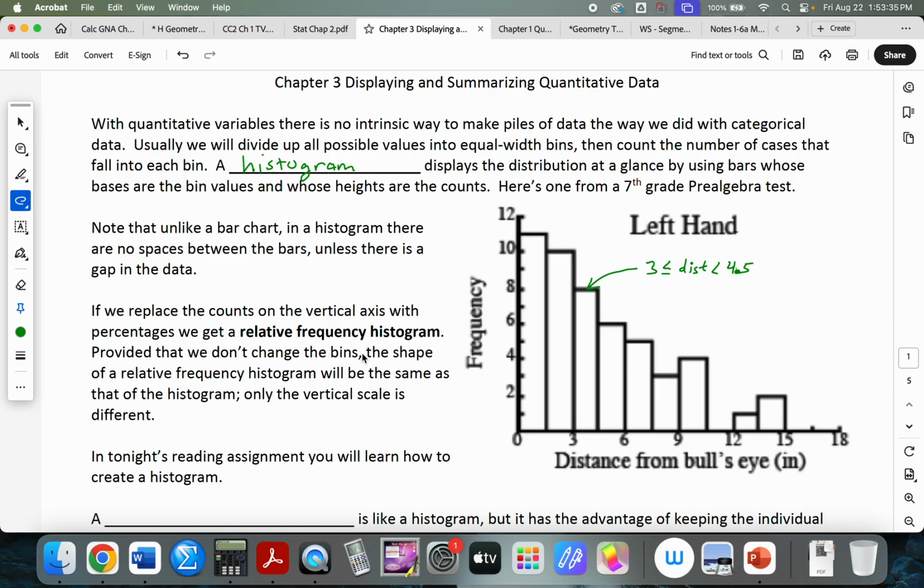So now if we don't change the bin width, the shape of a relative frequency histogram will be the same as this one. It's just that the numbers over here will be different. So it'll basically look like the same shape. Just like we saw with categorical data when we did bar charts. If we changed it from counts to relative frequency, it looked exactly the same when we had percentages instead of counts over here on the vertical axis.